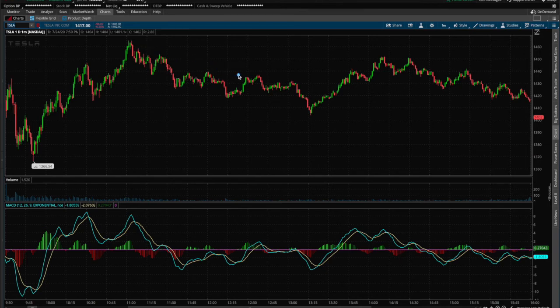So that is just a basic example of how to use MACD as an indicator when trading stocks. I do recommend, if you've not used it before, to practice in a paper trading account or simulator so you can perfect your strategy before you start using real money.